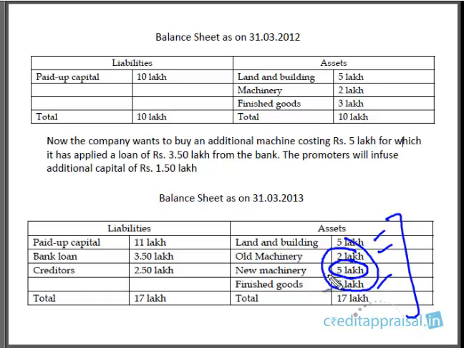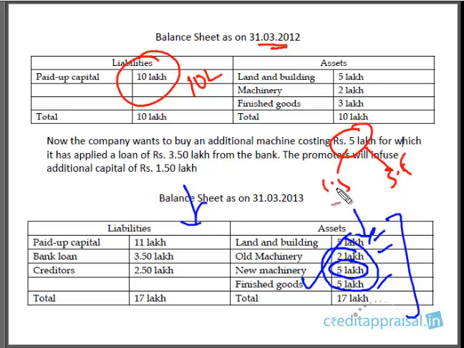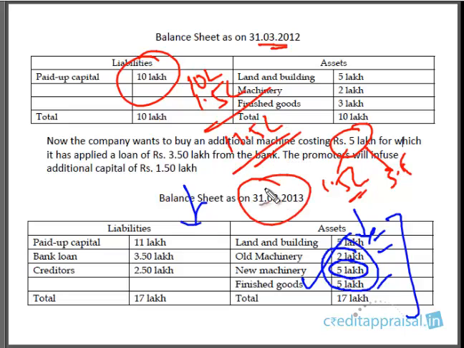Importantly, the machinery for which the bank has sanctioned the loan, that 5 lakhs is appearing. But let us see the funding side. What the promoters said earlier was, originally they already had a capital of 10 lakhs, and they said, out of the 5 lakhs, give us a loan of 3.5 lakhs. We will bring in an additional margin of 1.5 lakhs. So actually the capital should have been 11.5 lakhs as on 31/3/2013, assuming that the loan is fully disbursed. And the loan was fully disbursed.